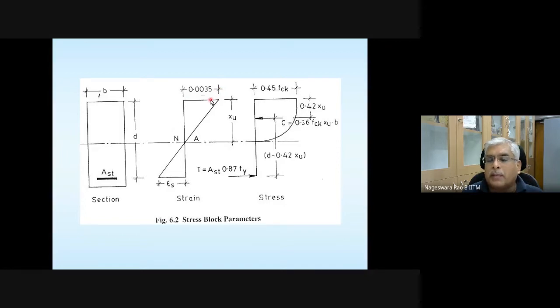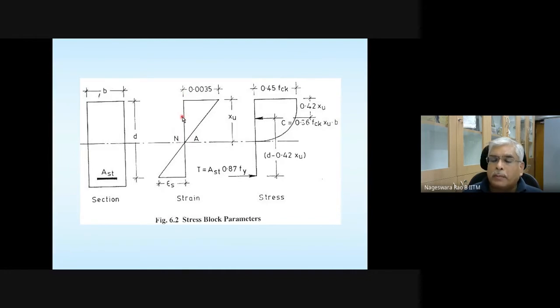The extreme fiber in compression in concrete, strain is limited to 0.0035 and having a linear variation with zero strain at the neutral axis, and the strain at the level of tension reinforcement is Es. Es is actually greater than 0.87 fy divided by Es plus 0.002. Okay, once you get the strain diagram, you can make use of this stress strain curve for concrete and get this stress diagram. So strain is varying from 0 here to 0.0035.